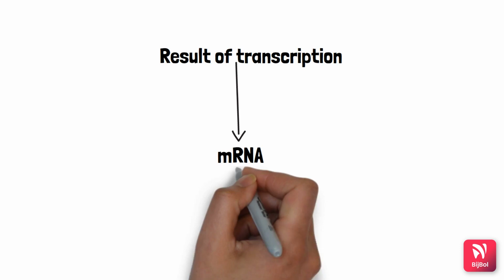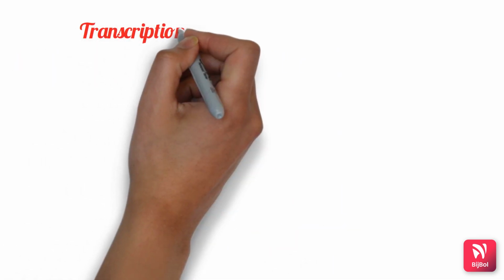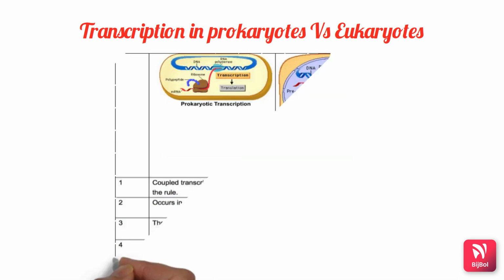So let us have a basic idea of what is happening in transcription. So the result of transcription is mRNA formation. So mRNA which is formed from the transcription is finally forming the proteins. Now let us discuss about how the transcription process is taking place in prokaryotes and eukaryotes.